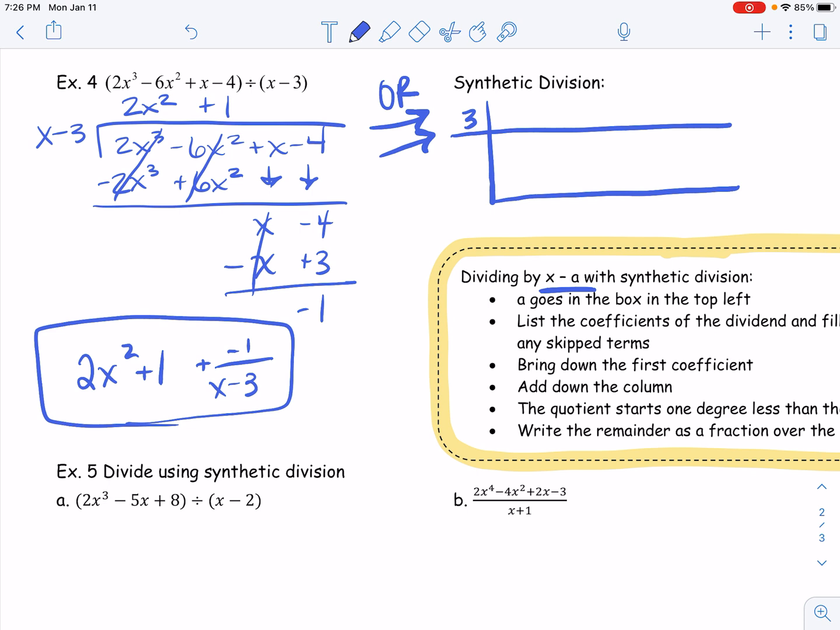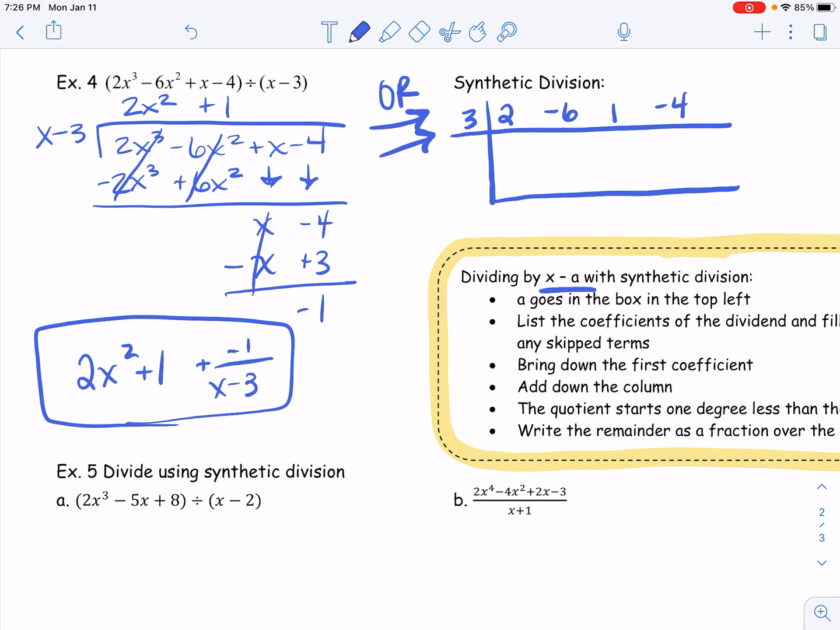So it's almost like a rectangle, almost like a hashtag, kind of a weird shape, but write your number, horizontal line underneath it, vertical on the side of it, and then one across the bottom as well. Across the top here, you're going to write the coefficients of the dividend. 2, negative 6, 1, negative 4. There were no skipped terms here, so I don't have to put a 0 anywhere.